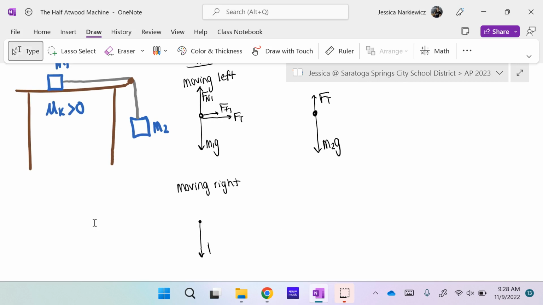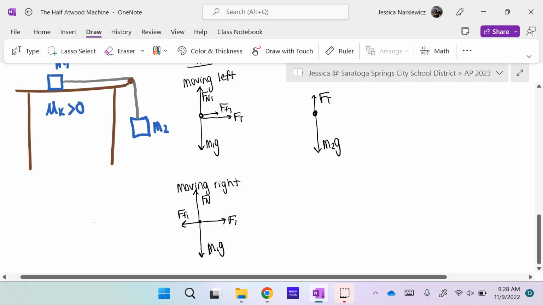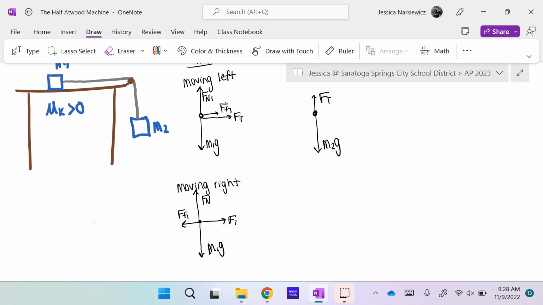friction, M1G, Fn1, friction has to point to the left. Okay. So this is going to change up my net force equations. Here, friction and tension add together, whereas here, friction and tension are subtracting from each other. So that's going to give us some ideas about how the net force might change based on whether we're moving left or moving right, and also how the acceleration might change for moving left versus moving right.